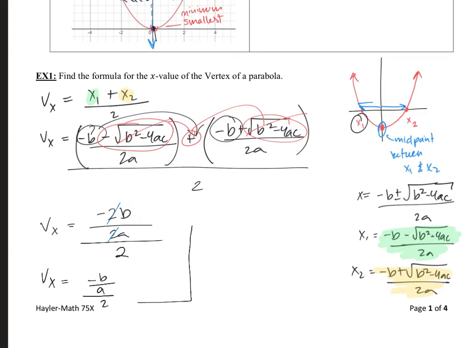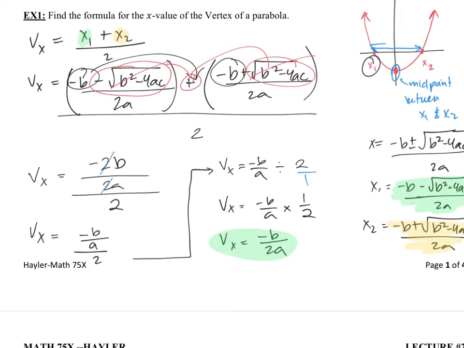Let's keep working over here to the side. So v sub x is going to equal negative b over a divided by 2. Let's put that 2 over a 1 to work out the division of two fractions. Then v sub x equals negative b over a times 1 over 2. So v sub x is going to equal negative b over 2a. And we have now found the formula for finding the vertex of a parabola, or at least the x value of the vertex of the parabola.